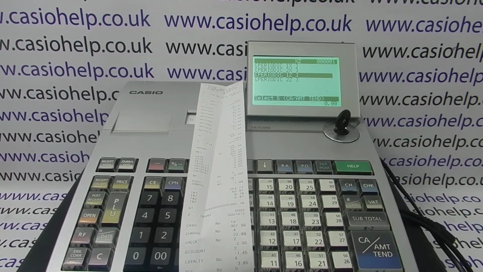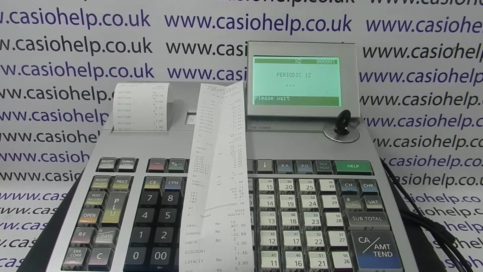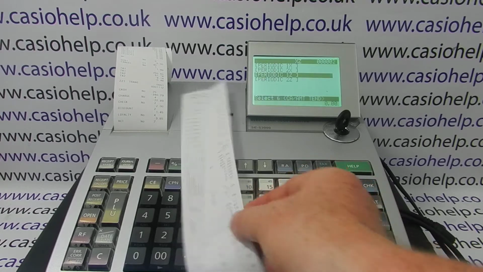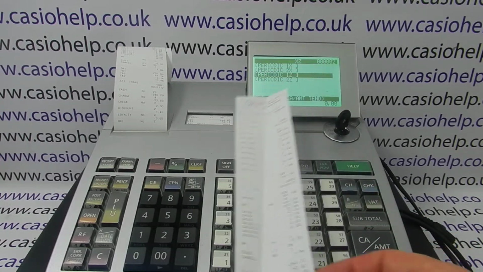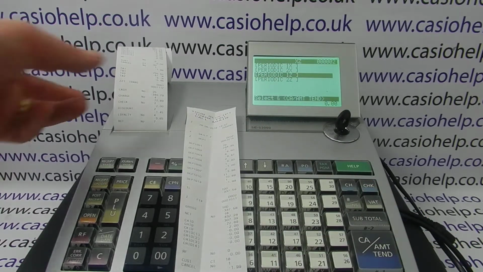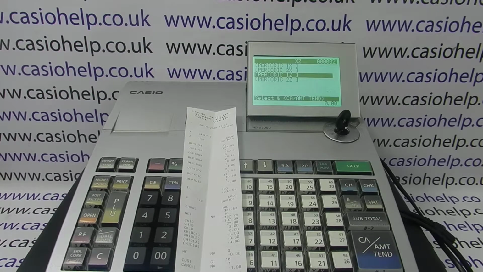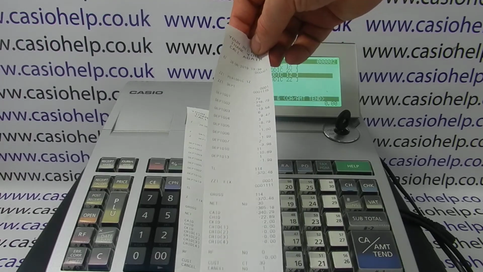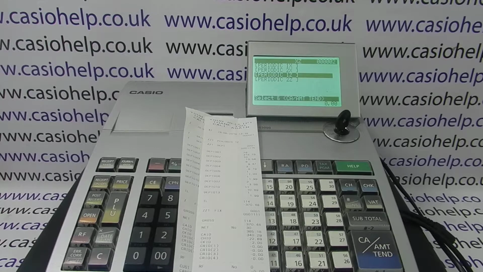If I run that periodic 1Z report, it's going to do two things. It's going to print out all the information from my Z reports, so it's a consolidated read of all the Z reports for the week because I'm running it on a weekly basis. So if I ran a normal Z report every day and traded for 7 days, my periodic 1Z would be one report with a total of my 7 Z reports.